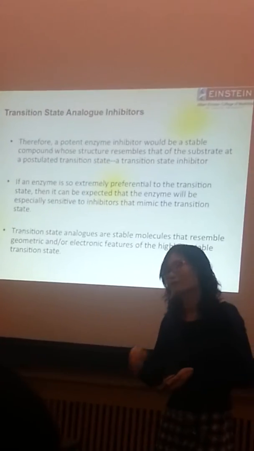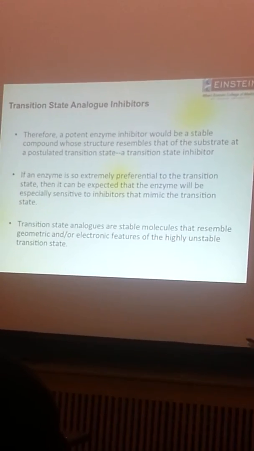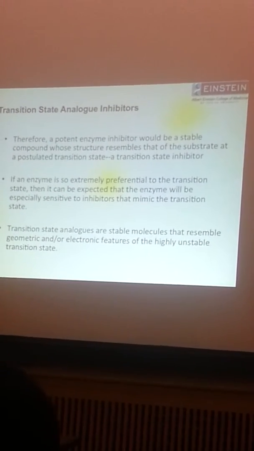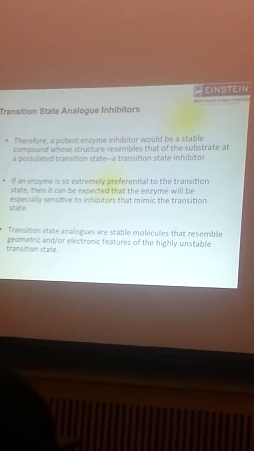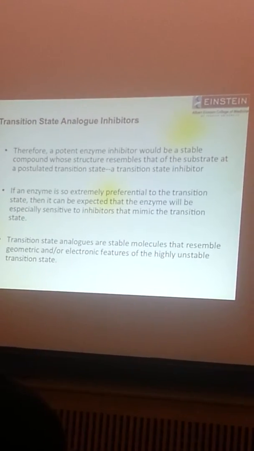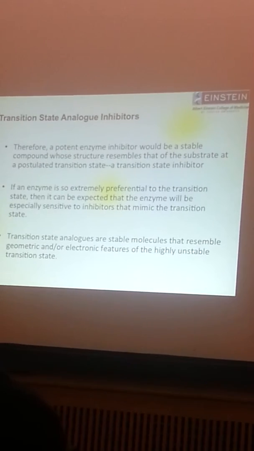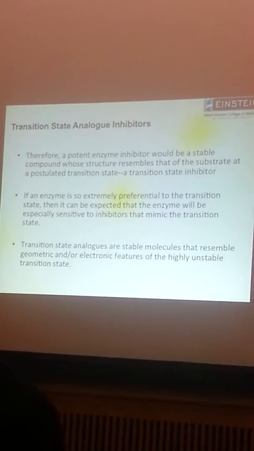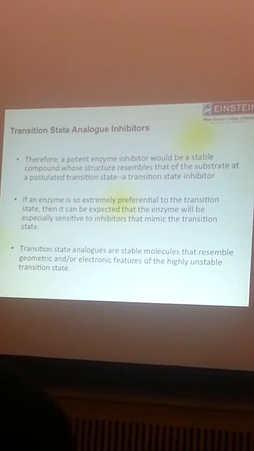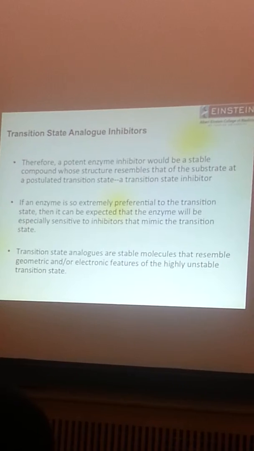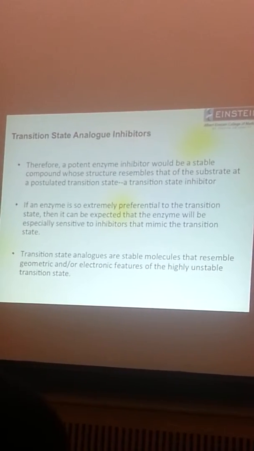Since the transition state is very fast and not stable, how can we get its structure? We try to design an inhibitor that is similar to the transition state, which we call a transition state analog or transition state inhibitor. It is a very stable molecule that is geometrically and electronically similar to the unstable transition state.